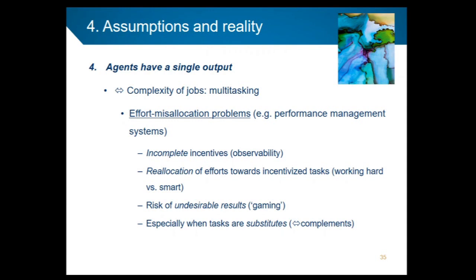So in sum, when incentive systems like performance management systems are incomplete, employees tend to reallocate their efforts toward tasks that are, one, more incentivized. Two, tasks that are more observable. And three, tasks that are substitutes, so that they don't care about doing one task over the other. And actually, this is not limited to junior professors.